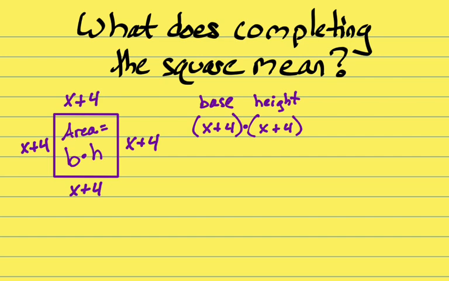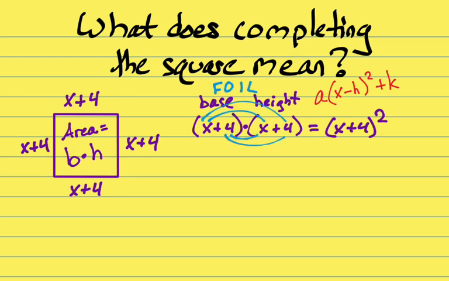But here's some algebra for you. The same expression, x plus 4, is multiplying itself. That means you can take x plus 4 and raise it to the power of 2. Does that look familiar? Remember vertex form? The x minus h part is being raised to the power of 2. You think that's a coincidence? Definitely not.